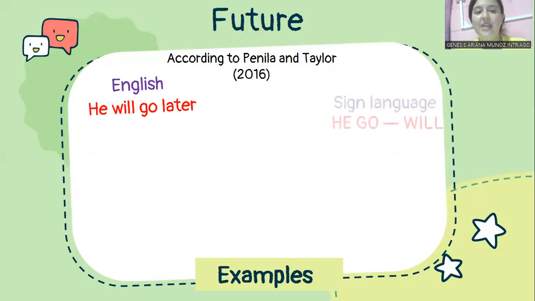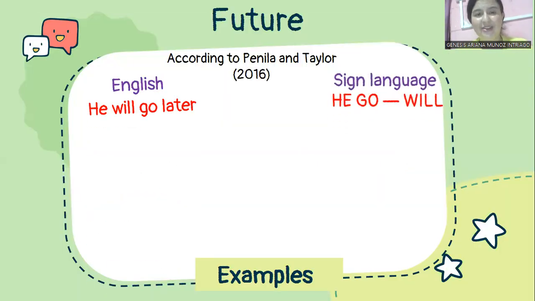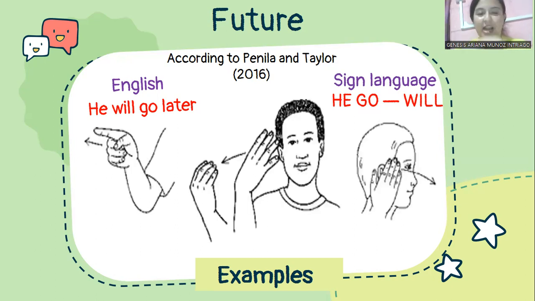Okay, so now we have an example of how to sign verb tenses in sign language. Okay, so in spoken English we have "he will go later," and in sign language we have "he go will." Okay, so now in this picture we can analyze how that person will sign the sentence. So in the first part we have "he," in the middle part we have "go," and in the last part we have "will." As you see, the hand moves in front of the body to express future.